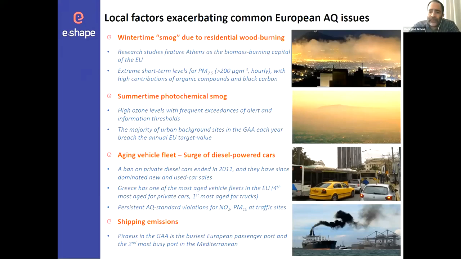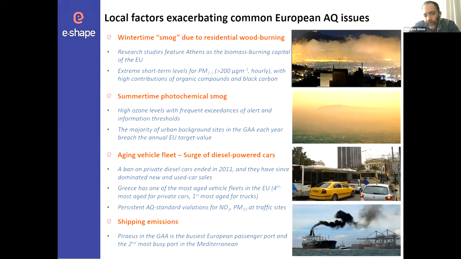Moreover, in Athens, there are about 3 million vehicles in circulation, and therefore there are several issues with exceedances of limit values for nitrogen dioxide and PM10, especially at traffic-impacted sites. The vehicular fleet in Athens is very aged, especially for heavy-duty vehicles, where it is the most aged in Europe.